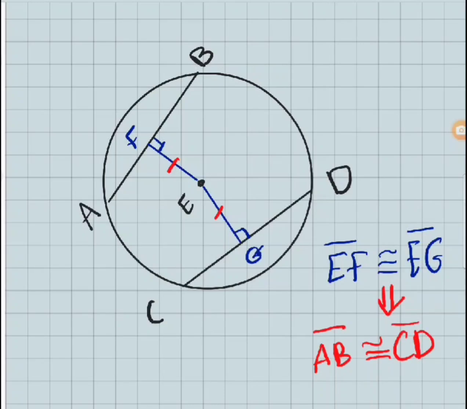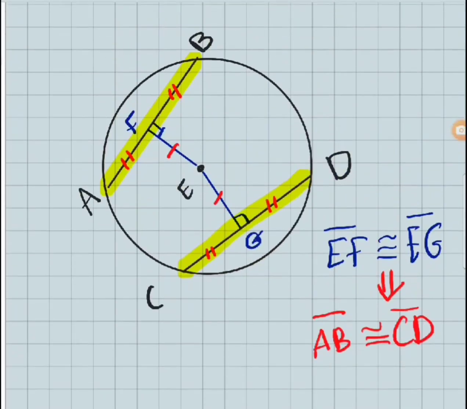Now, let's say that EF is perpendicular to AB. That means that EF is the perpendicular bisector of AB. So AF is congruent to FB. And if EG is perpendicular to CD, that means that CG is now congruent to GD.